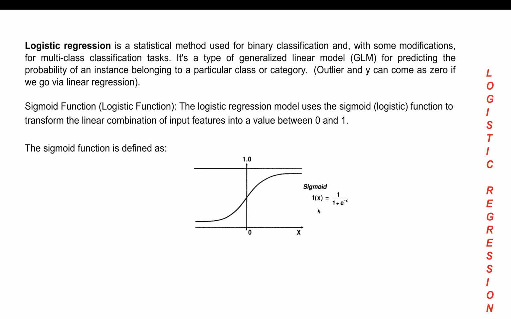So if you see the sigmoid function f(x), it is 1 divided by 1 plus e to the power minus x. Now this is your sigmoid function, which you actually use for logistic regression. Now what is this x over here? This x is nothing but y equals mx plus c. It is the same linear regression line, y equals mx plus c. Your x is exactly that. That is why logistic regression is also called a generalized linear model for predicting the probability of an instance belonging to a particular class or category. So it is a generalized linear model, and we use the sigmoid function over here.